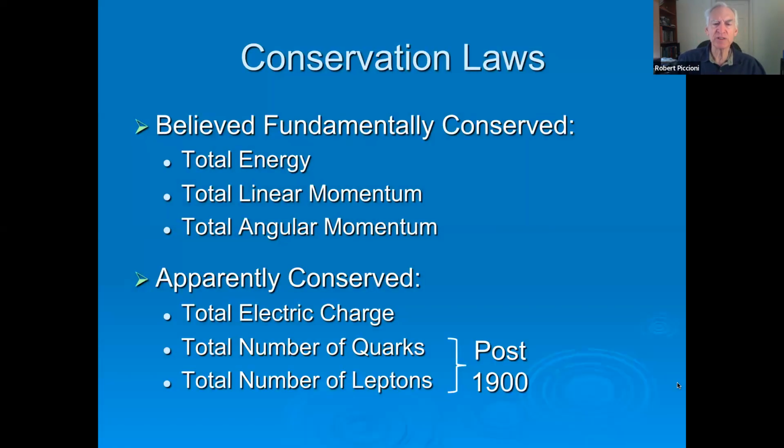We talked about these conservation laws today. We believe that total energy, total linear momentum, and total angular momentum are conserved because of fundamental properties of our universe, mostly that it doesn't have any holes. And there are three other conservation laws that we don't have a fundamental basis for predicting, but are confirmed by extremely precise measurements. And that is the total electric charge, the total number of quarks, and the total number of leptons.